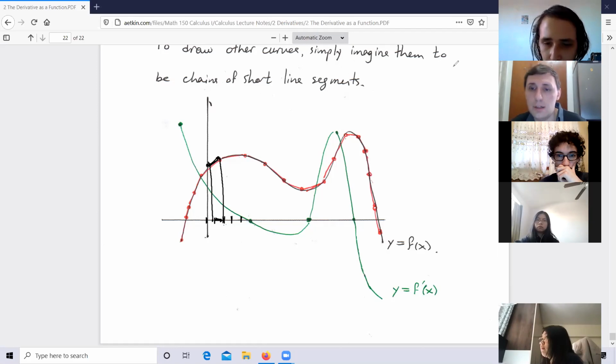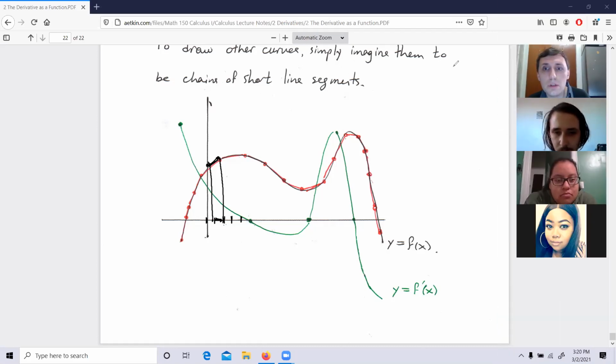Do you see that? Well, I mean, up to you. What you see or what you don't.